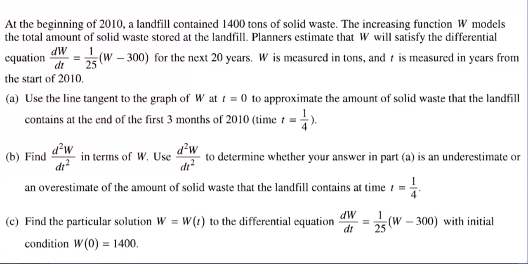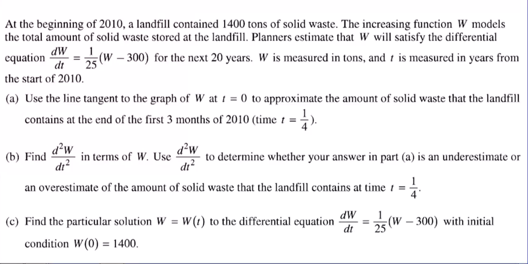Planners estimate that W will satisfy the differential equation dW over dt is equal to 1 over 25 times W minus 300. Look familiar? That's very similar to the differential equation from problem number 3. The following year, we're going backwards here. This was 2011. The previous one was 2012. Anyways, for the next 20 years, so we've got a restriction on our domain there. W is measured in tons, t is measured in years from the start of 2010.